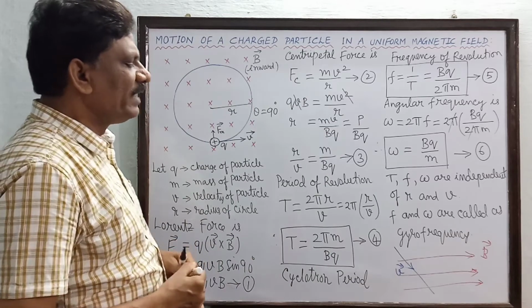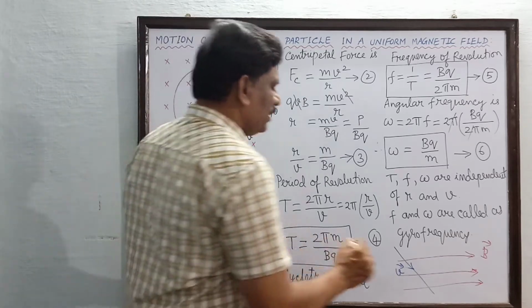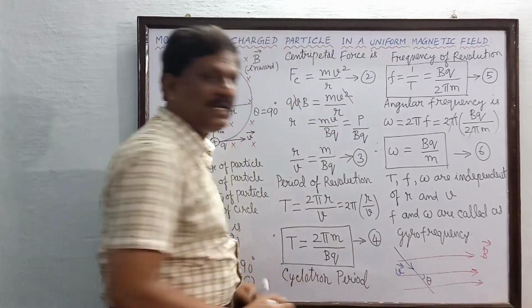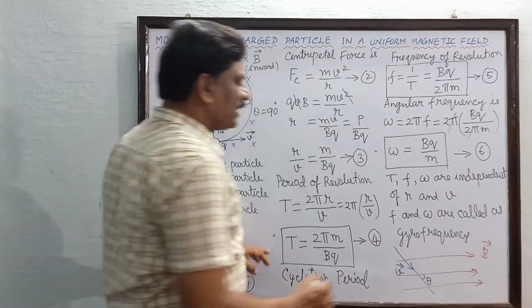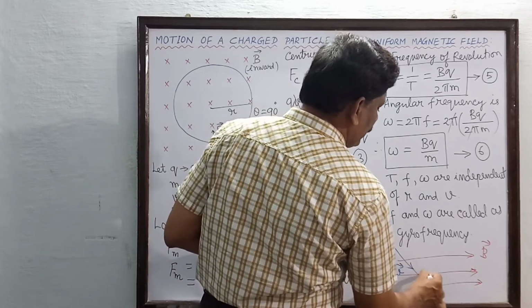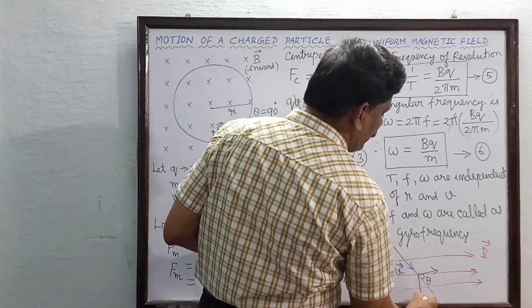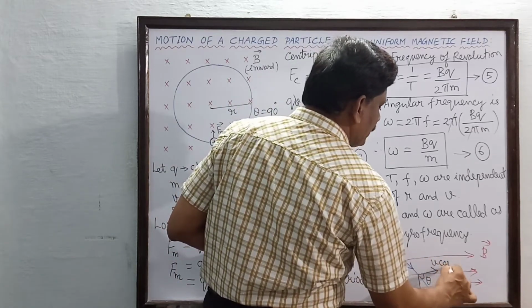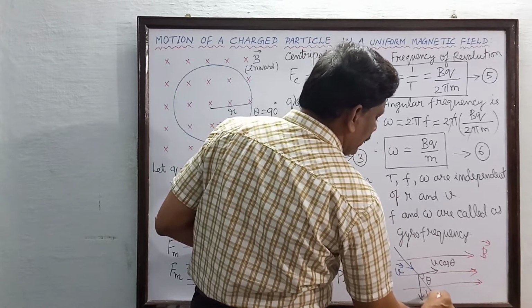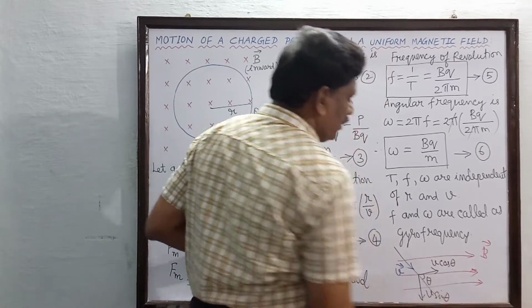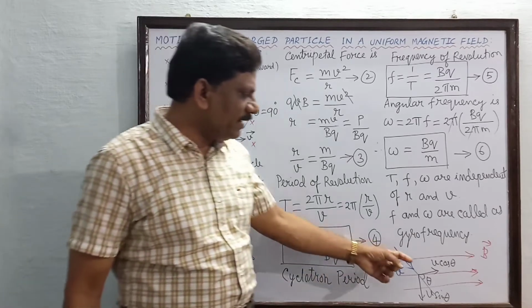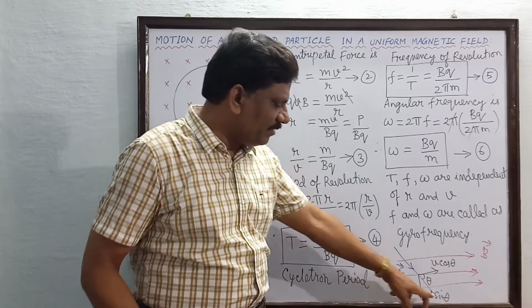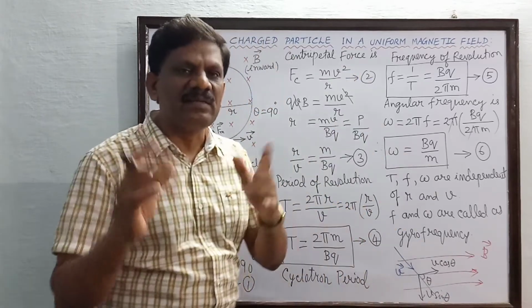Now this v vector can be resolved into two components. Theta is the angle between the v vector and the B vector. I am going to resolve this into two components, one along the field and the other perpendicular to the field. Along the field it is v cos theta, and perpendicular to the field it is v sin theta. We have already studied that a charged particle moving along the direction of the field experiences no force, and the other component v sin theta, perpendicular to the field B, experiences a maximum force.